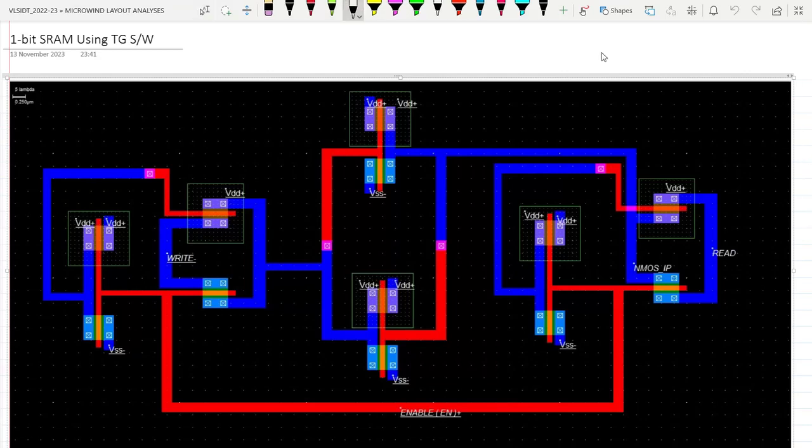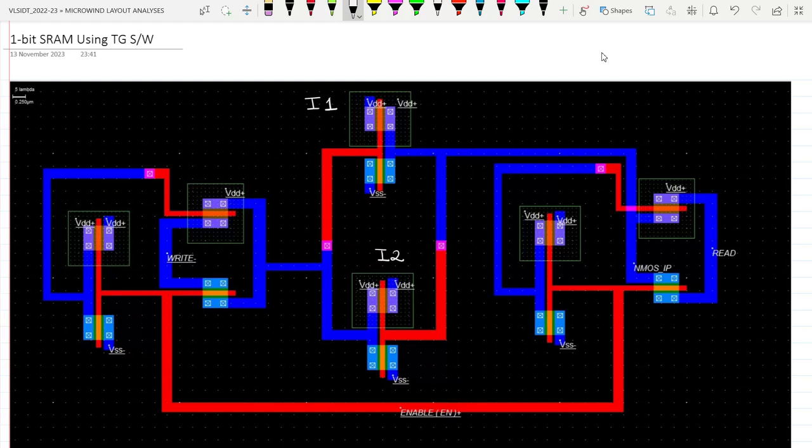So here we have the first CMOS inverter I1. Here we have the second CMOS inverter I2, and the output of I1 is connected as an input to inverter I2, and the output of I2 is connected as an input to inverter I1. That is, they are connected in a cross coupled fashion.